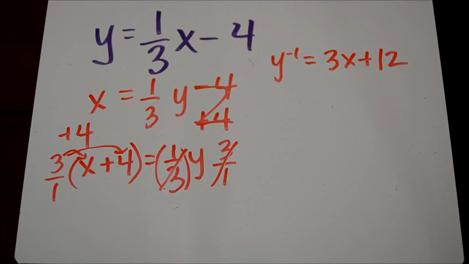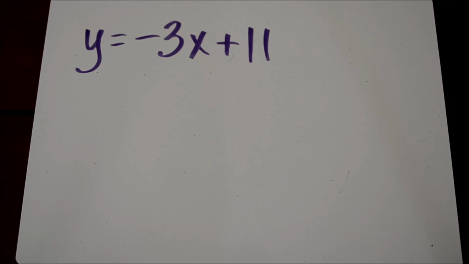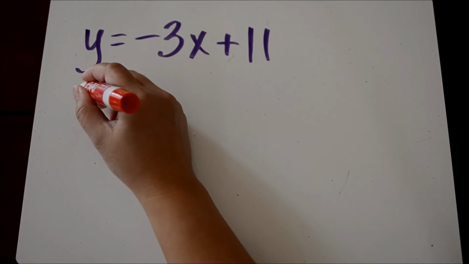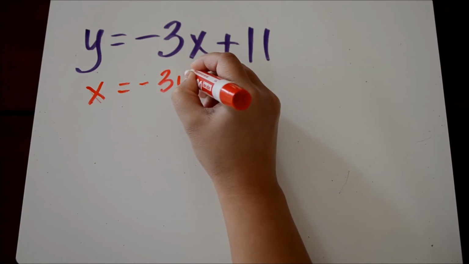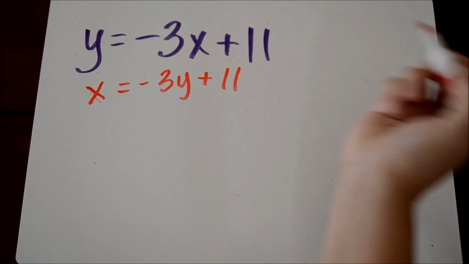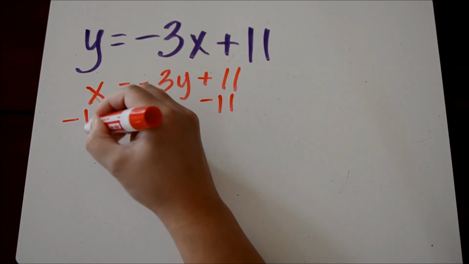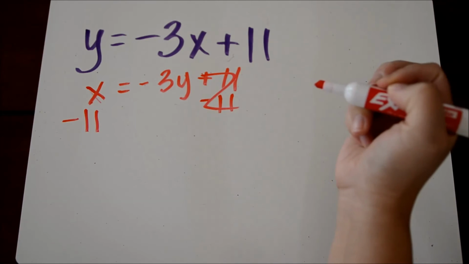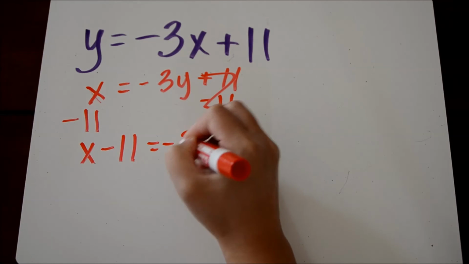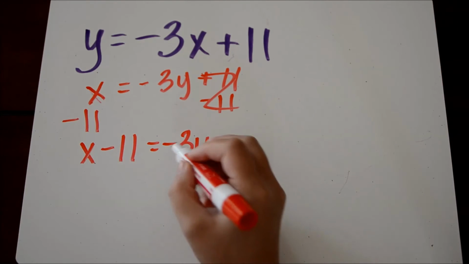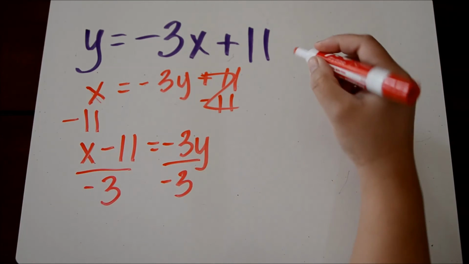Let's take a look at one more example. Our first step is going to be switch your x and y values. And now we're going to use inverse operations to solve for y. So subtract 11 from both sides, and we get x minus 11 equals negative 3y. And then here we have to remember we're dividing by negative 3. So over here we have to divide by negative 3.